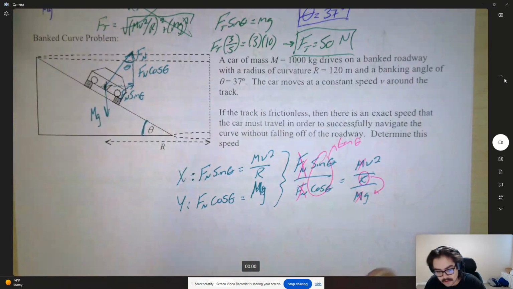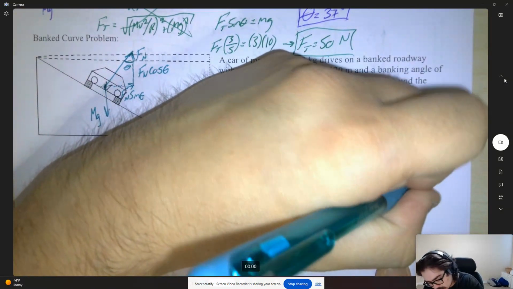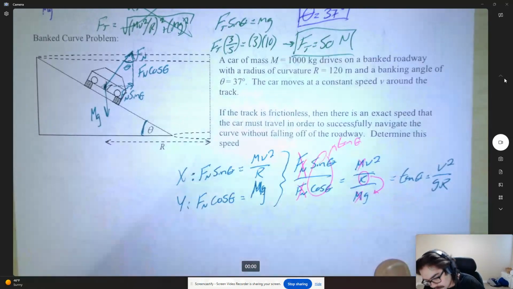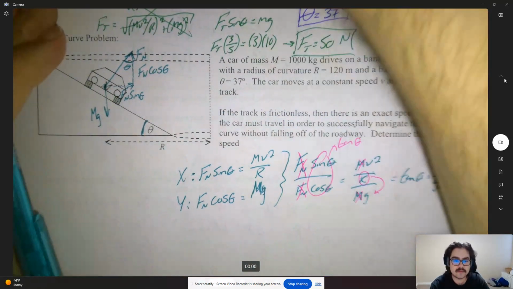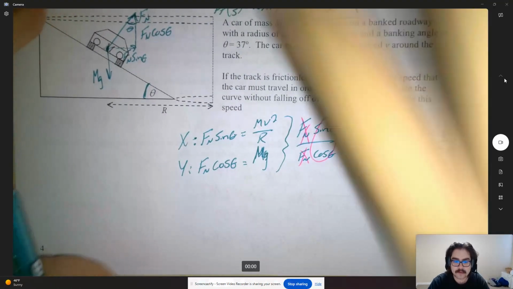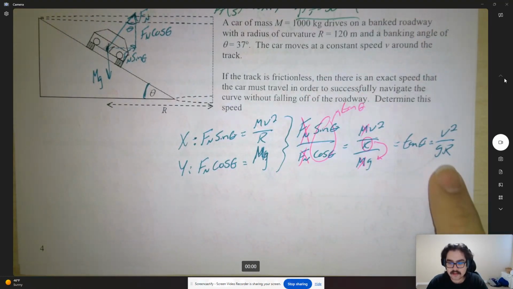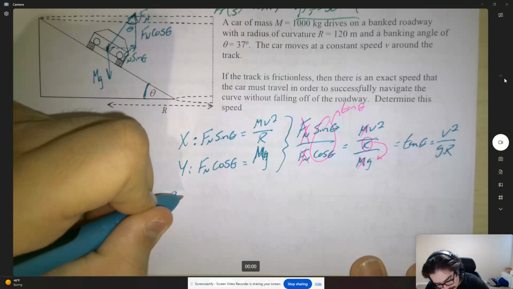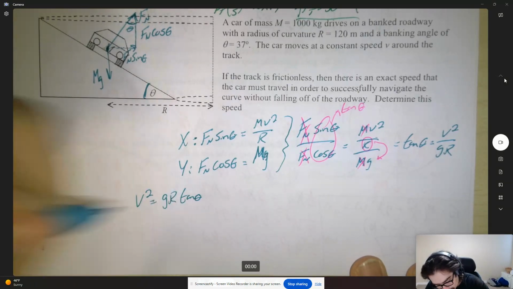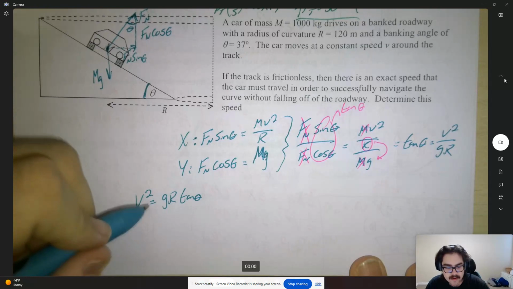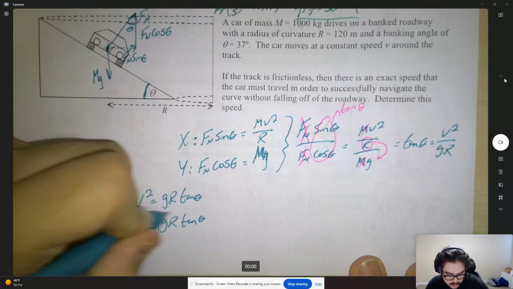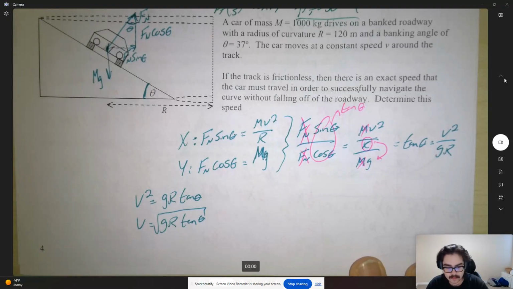I'm just going to show you what this should end up giving you. It's going to be tangent theta equals v squared over gr. That's what you should end up getting when you've mathed that whole thing out. To figure that out, I just need to get v by itself, which is really easy. I multiply gr on both sides, so v squared equals gr tangent theta. Then I take the square root of both sides: v equals the square root of gr tangent theta.